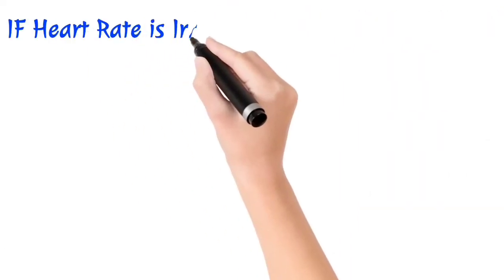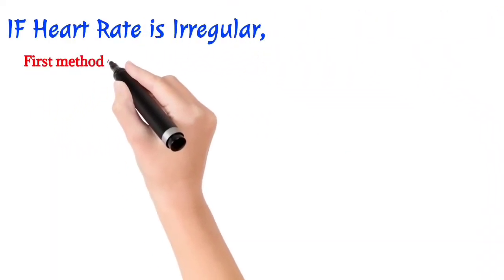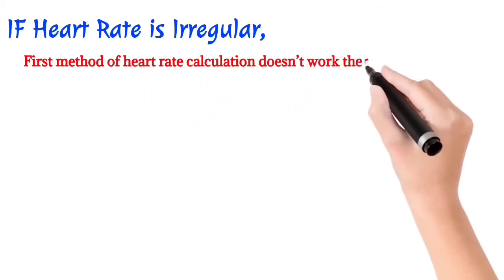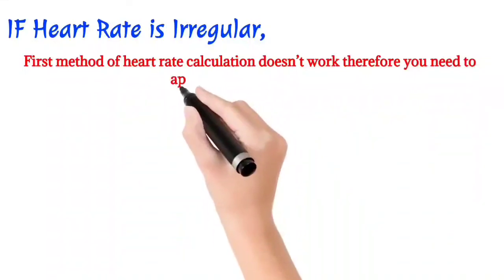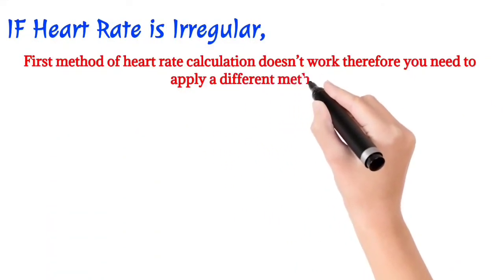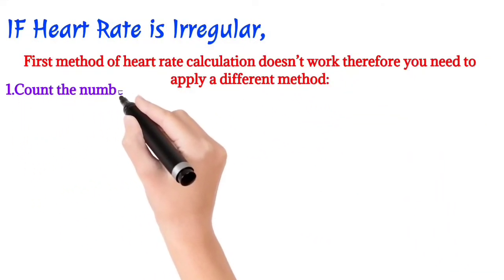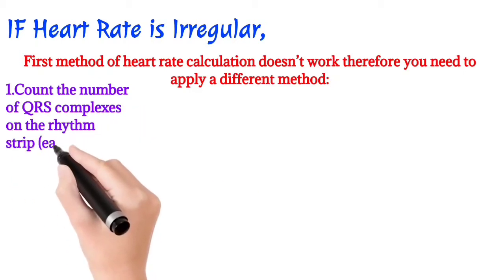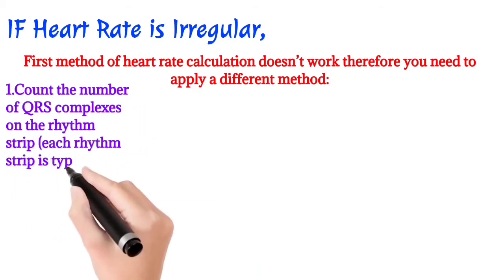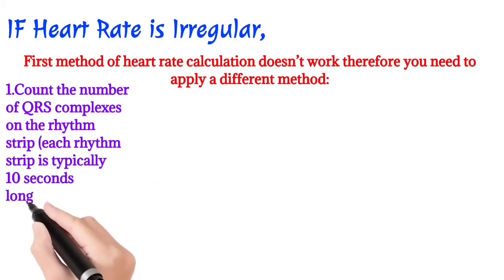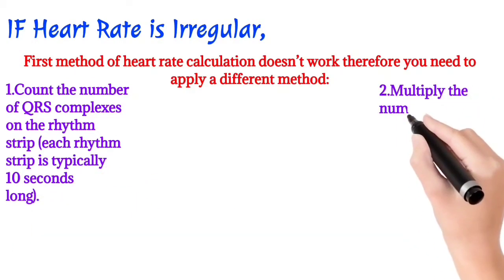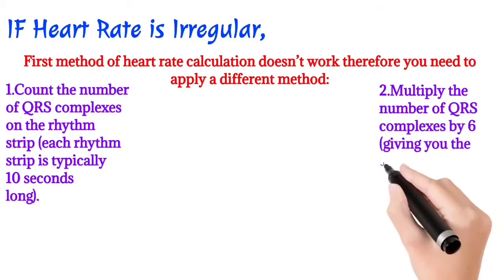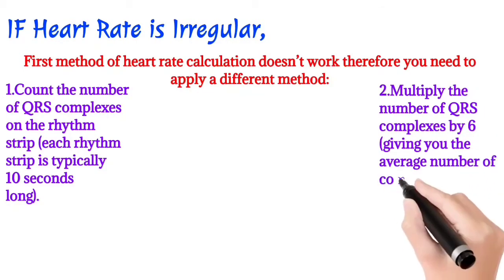If a patient's heart rhythm is irregular, the first method of heart rate calculation doesn't work, as the RR interval differs significantly throughout the ECG. As a result, you need to apply a different method. Count the number of QRS complexes on the rhythm strip. Each rhythm strip is typically 10 seconds long. Multiply the number of QRS complexes by 6, giving you the average number of complexes in 1 minute.